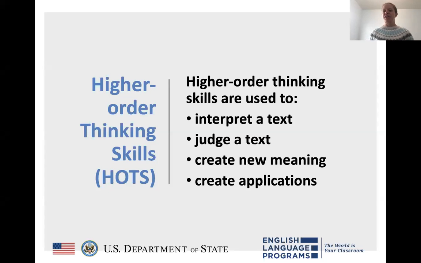Higher order thinking skills are those higher levels of the triangle that I showed you, the higher levels of Bloom's taxonomy. They're used to interpret a text. What does this text really mean? Maybe not the literal meaning, but more of a figurative meaning. Judge a text. Is this a good text? Is the information in it valid and reliable?